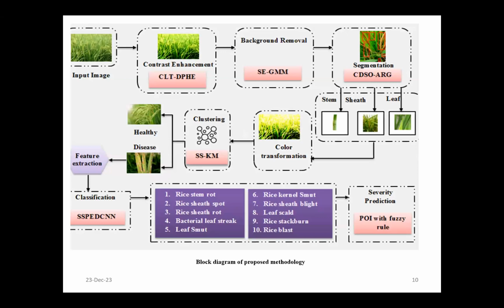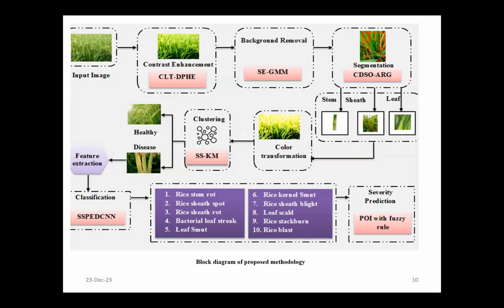So this is a block diagram of the proposed methodology. We will explain all the blocks one by one. First of all, we will take the input image, then we will do the contrast enhancement, then the background removal, then the segmentation, where we will differentiate the stem, sheath, and leaf part. Then we will do color transformation, and then the clustering will be done, where we will try to find out the healthy and disease parts.